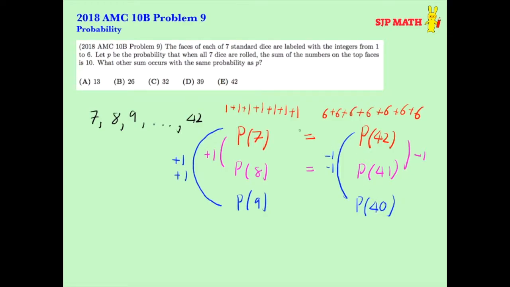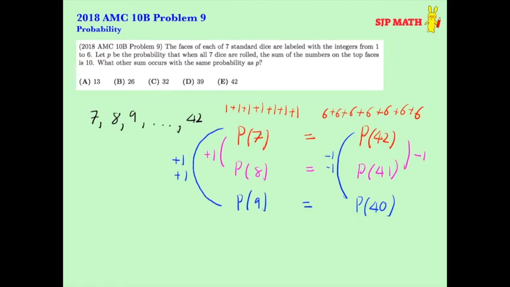So this concludes that the probability of getting a sum of 9 is equal to the probability of getting a sum of 40. So here we get that the probability of getting the third smallest possible sum is equal to the probability of getting the third largest possible sum. So coolio.